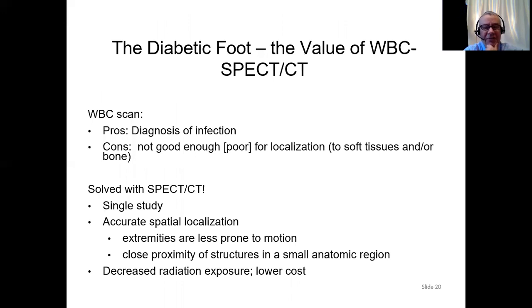What about diabetic feet? Most centers use MR, but there is a value of SPECT-CT. It's a single study done with white cells. We don't normally do the bone scan because they're nearly always abnormal in patients with diabetes and gunky feet or infected feet. And what we really need to know is whether the infection is in the bone or in the soft tissue. And that's really what you're doing a SPECT-CT for.